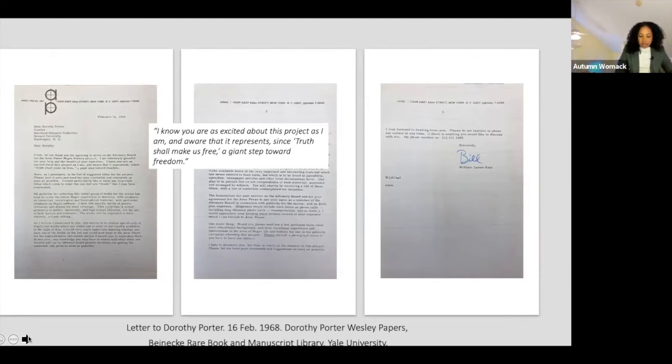Beyond relaying his enthusiasm, Katz's letter extended the press release's promise and reasoned that the ability to access the past would have profound political consequences. "I know you are as excited about this project as I am and aware that it represents, since truth shall make us free, a giant step towards freedom." So that Katz understood Black historical recovery and political reform as mutually constitutive was certainly not without precedent.